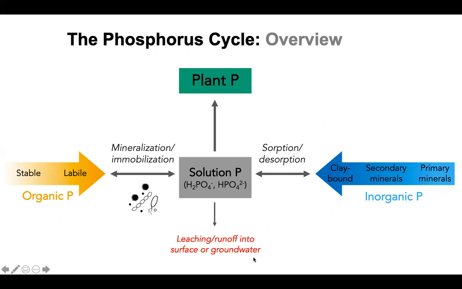Now, similar to nitrogen, phosphorus can get leached or run off, and it can go into surface or groundwater, again causing problems like eutrophication, or when the lakes turn green in the summer, et cetera. So that is a potential source of solution phosphorus loss as well.